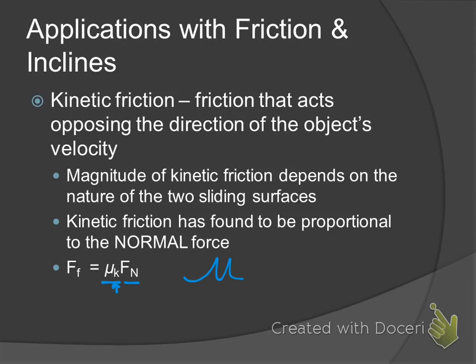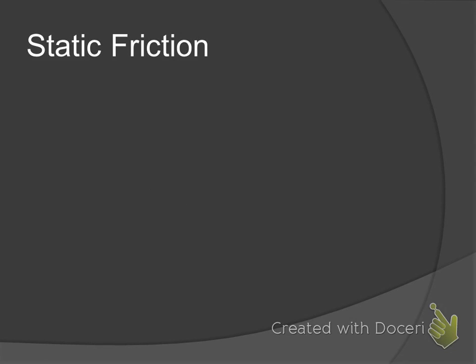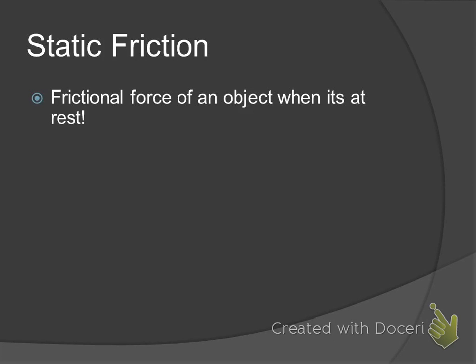The second type of frictional force is called static friction. What's it mean to be static? Staying in place. Not moving. Good. Staying in place. So static friction is friction of an object when it's at rest. And you can kind of think of it as the friction holding an object in place if you want to. Things just don't start randomly sliding for a number of reasons. Friction being one of those reasons.